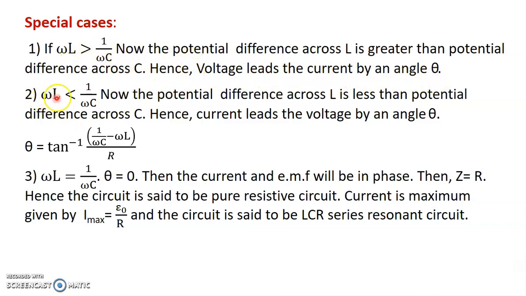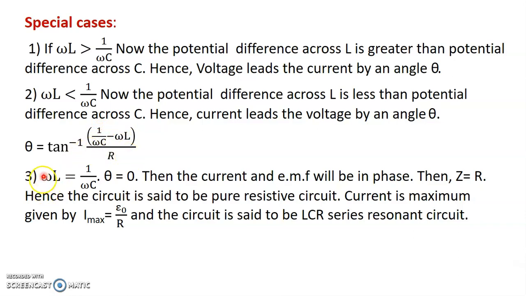If ωL is less than 1/ωC, the potential difference across L is less than the potential difference across C. Hence, the current leads the voltage by an angle theta, which is given as θ = tan inverse of (1/ωC − ωL) over R.